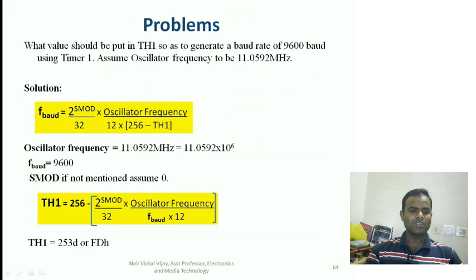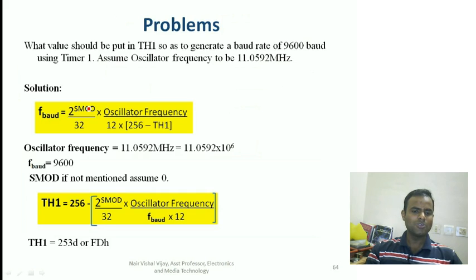So this is the formula: F baud is equal to 2 power SMOD divided by 32 into oscillator frequency divided by 12 into 256 minus TH1. Now SMOD, if it is not given, always assume it to be 0. If it is given, if they say it is set, then assume it to be 1. Okay. Now here, as it is not given, we'll assume it to be 0.